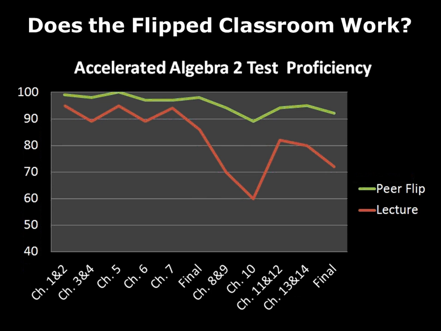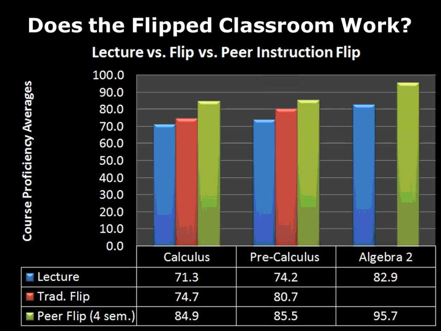And here from my accelerated Algebra 2, I'm looking at test proficiency, and you can see that the peer instruction significantly is outperforming the lecture. Now you'll notice I'm missing the traditional flipped, and that's because during that year of doing that, I had a year-long student intern in my room teaching that class, and I did not feel like I could use his data. So here's the summary.